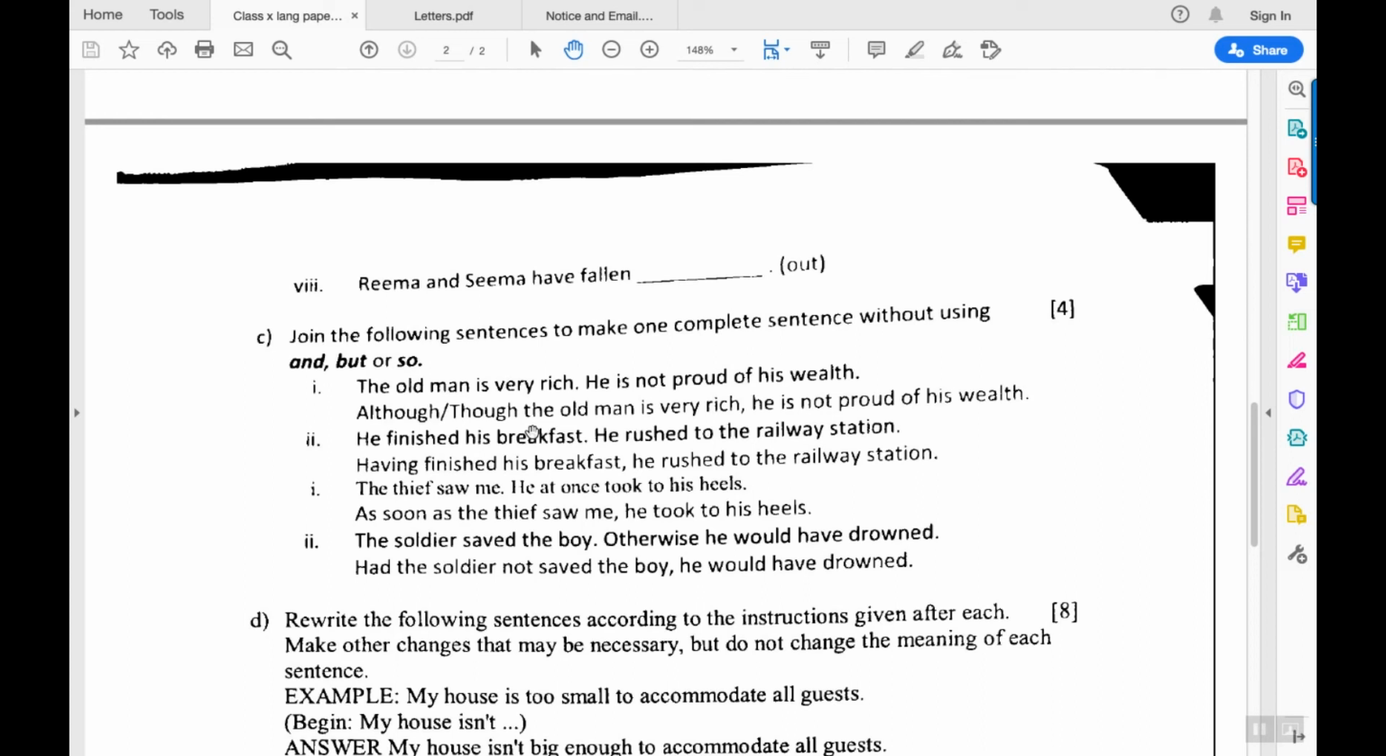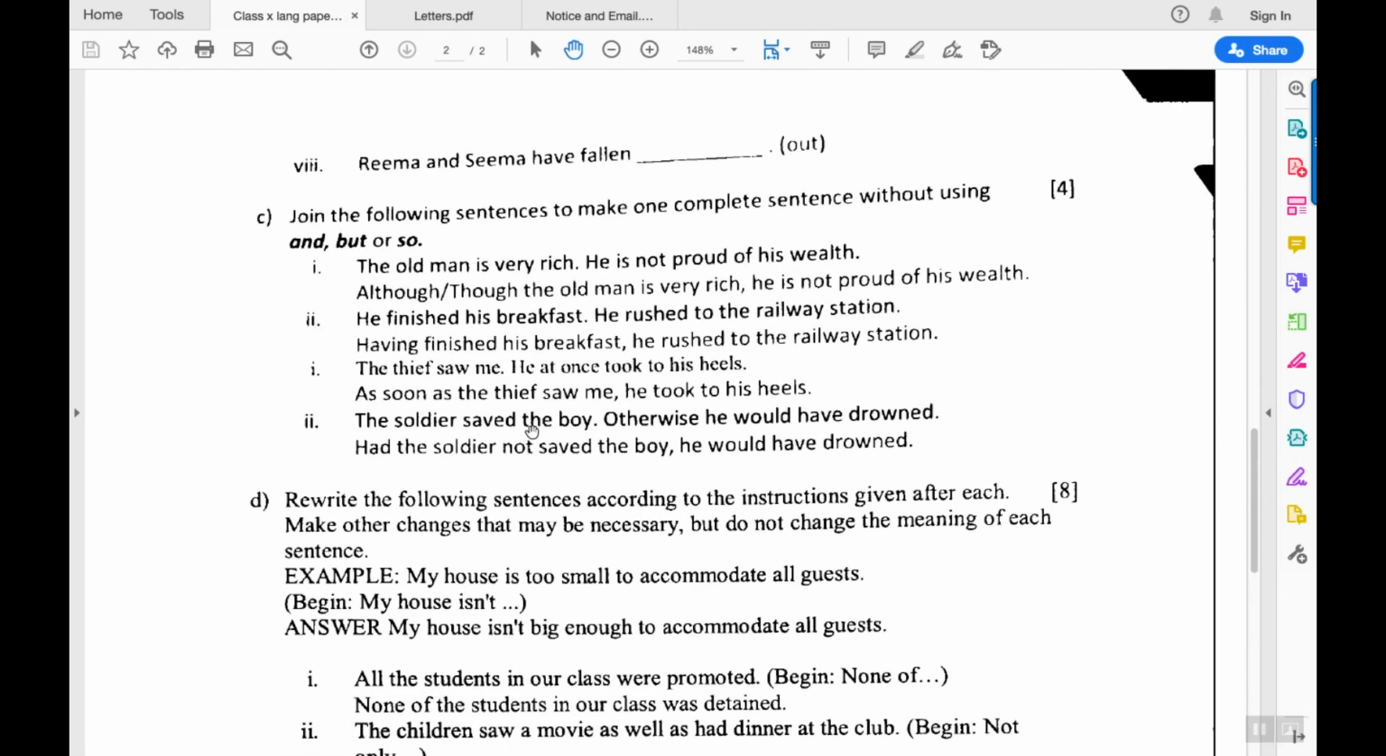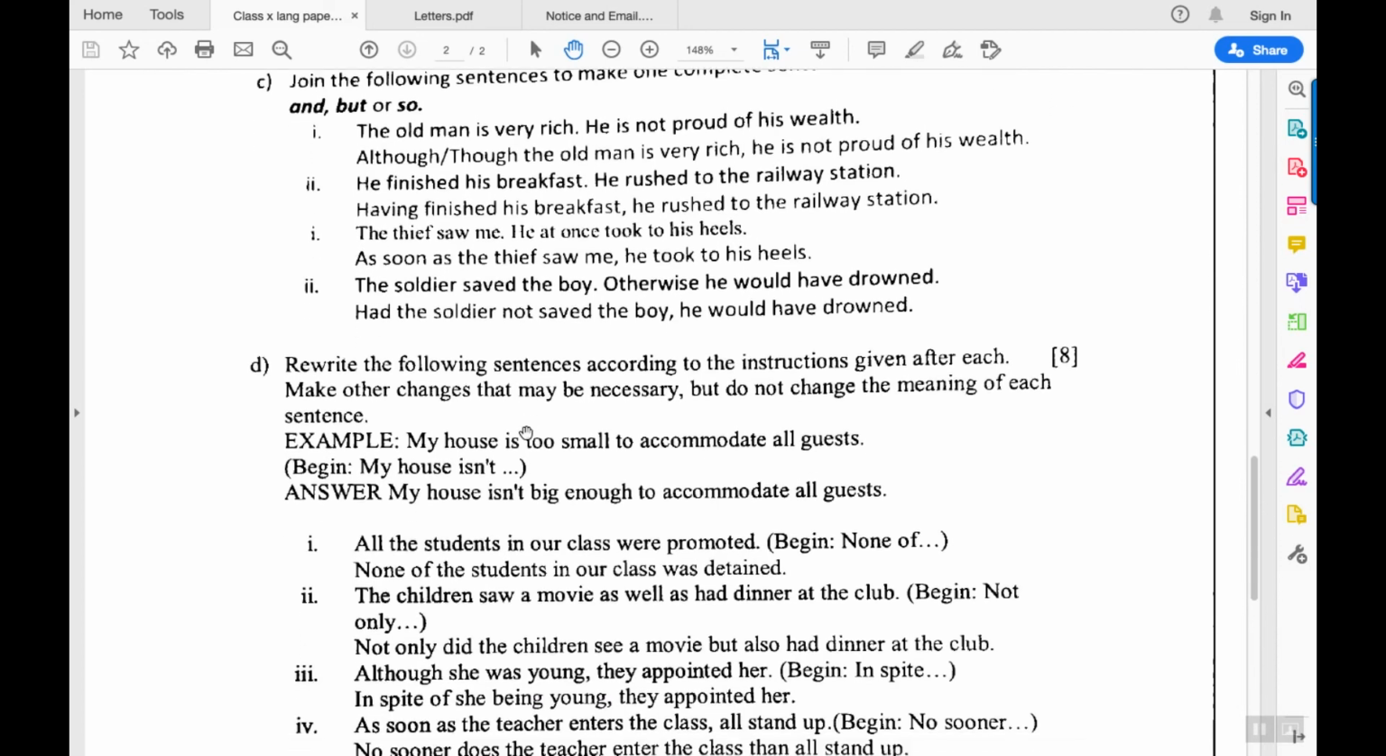Now see, in each of the sentences, the sequence of events has been maintained in the answer. If you don't maintain the sequence of events, your answer will go wrong. Sequence of events, I mean what happened first and what happened second.